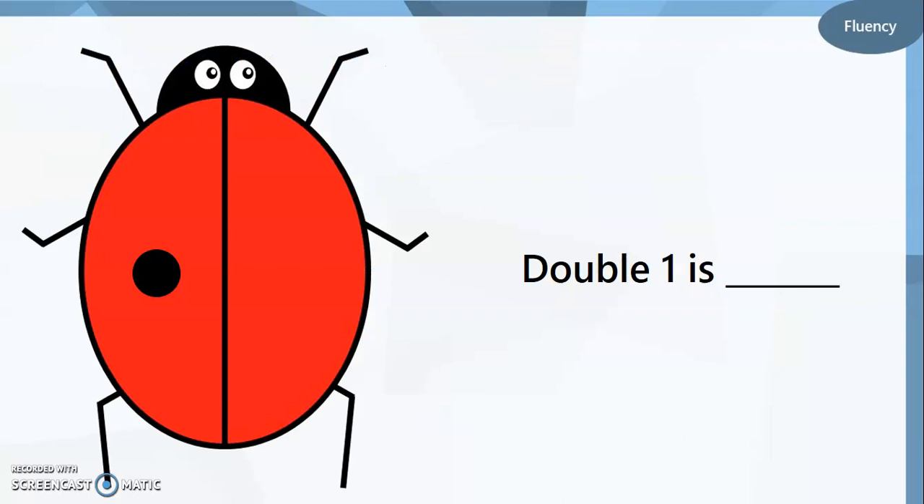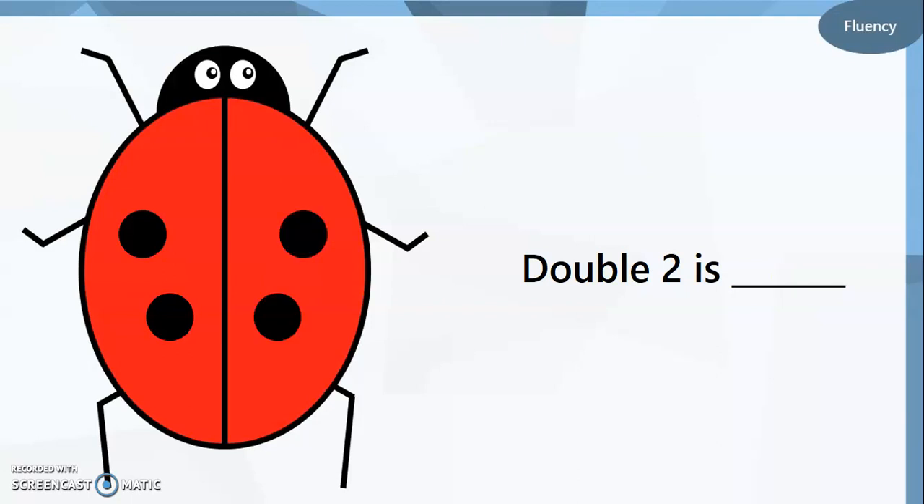So we can see here we've got double 1. So to make this doubles, we need an extra spot on the other side of the ladybird. Double 1 is our even number, 2. Double 2, if we add the extra spots, we get the next number in our 2 times table. Double 2 is 4. We can either say 2 add 2 and add them together, or we can say 2 lots of 2 is 4.